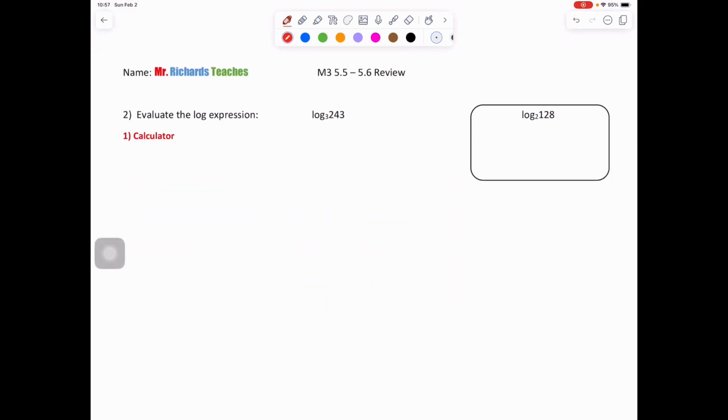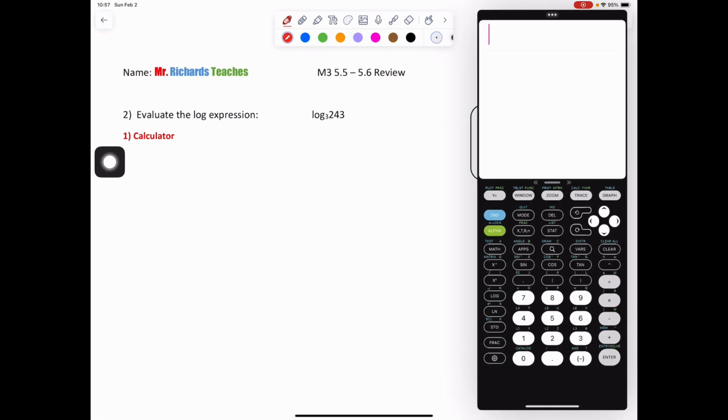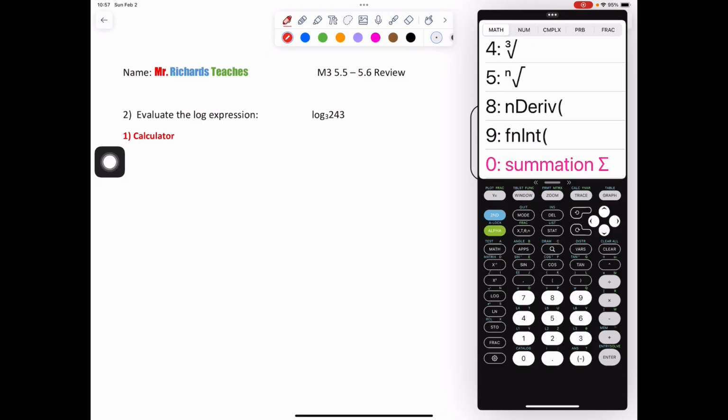Cruising along to number 2, we will evaluate the log expression, log base 3 of 243. Give a quick pause to write down your practice problem, but this one is all calculator. Let's pull that calculator into play. We will start by hitting the math button right there. We will down key arrow to find our log base and simply hit enter.